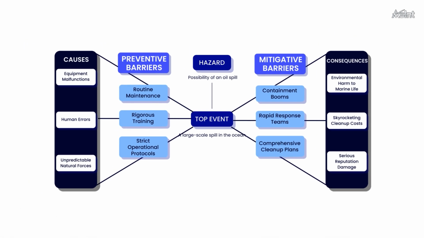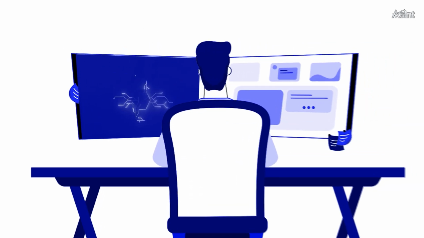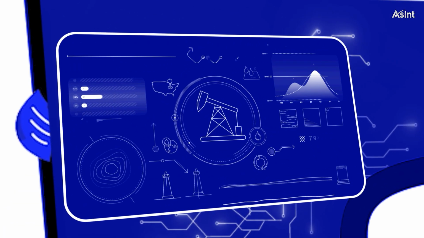The bowtie method isn't just a diagram, it's a dynamic tool. Integrating it with digital platforms allows real-time updates and risk simulations, making it smarter and sharper.